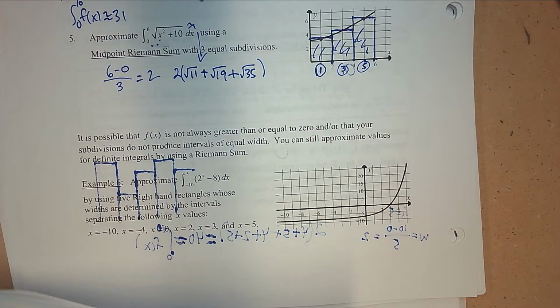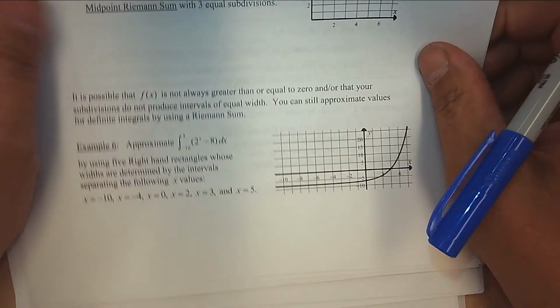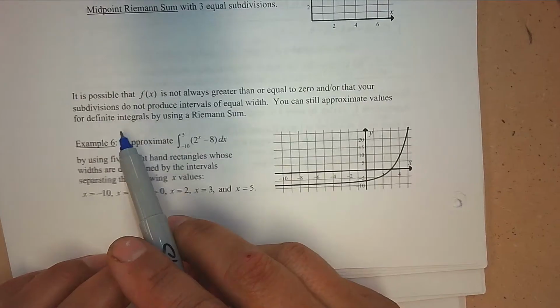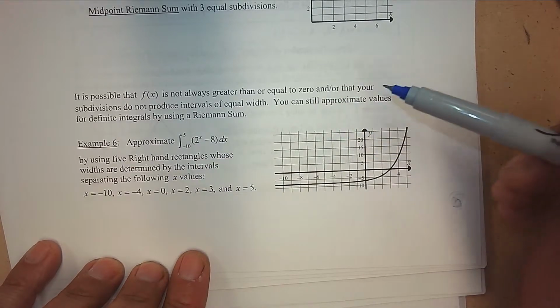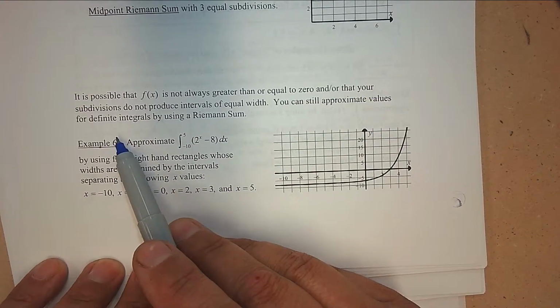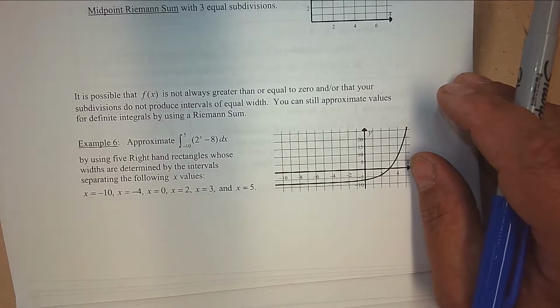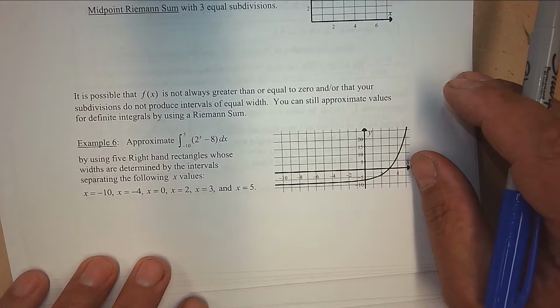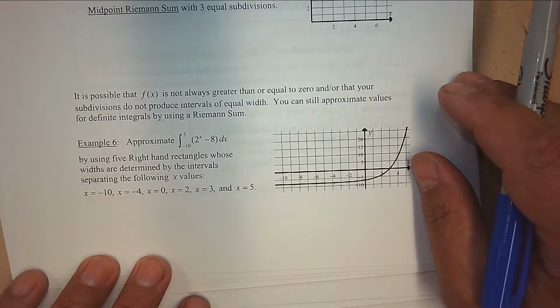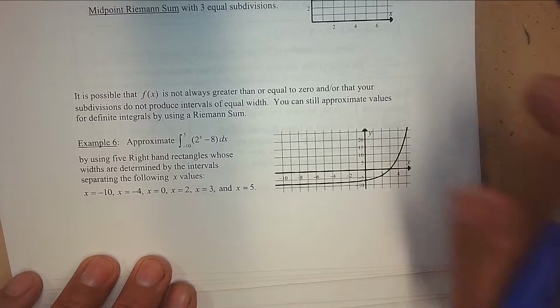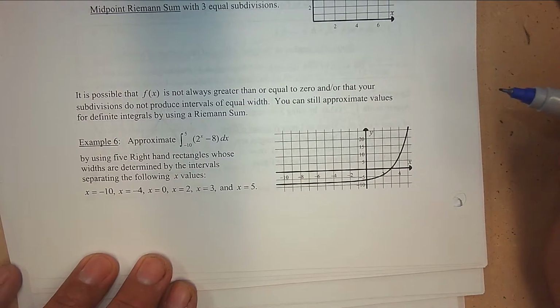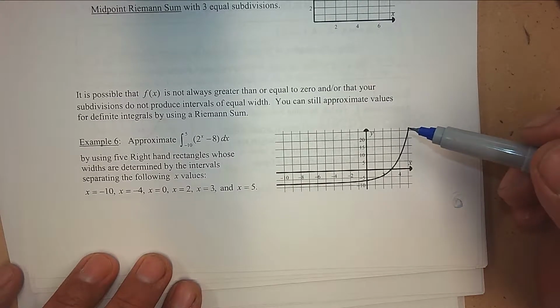So let's look at 6.2 again. Let's look at that bottom one, example number 6, where the blue stuff isn't bleeding through. It said it is possible that the function is not always greater than or equal to 0, and or that your subdivisions do not produce equal width rectangles. So you can still approximate the values. By doing that, you need to make sure you understand that below the x-axis is going to be a negative answer and above is going to be a positive answer.